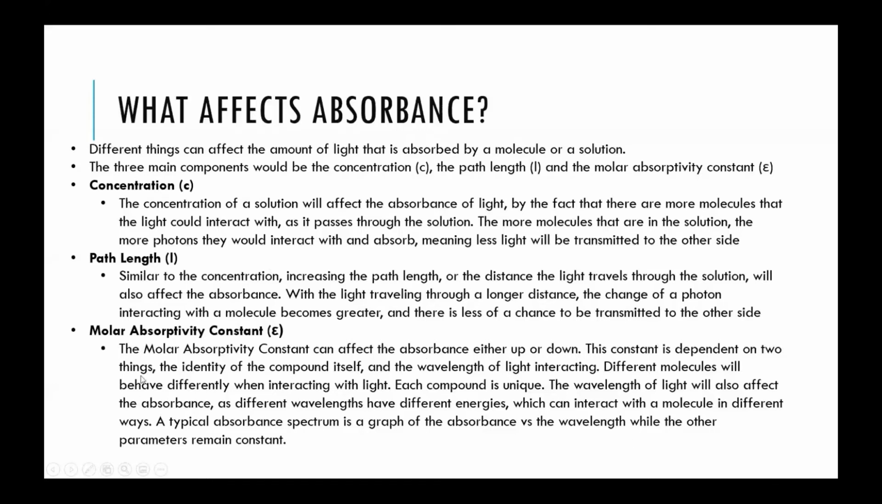The last thing that will affect the absorbance is the molar absorptivity constant. And this is just a constant that's related to different chemicals. Each chemical will have its own pattern of how it absorbs light and how it interacts with light. And that changes also with the type of light. So an individual chemical will have a different molar absorptivity constant at every single wavelength of light. And these patterns are very unique for different chemicals and are used a lot in identifying which chemicals you have based on the patterns of absorbance.